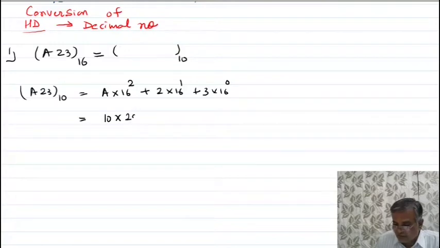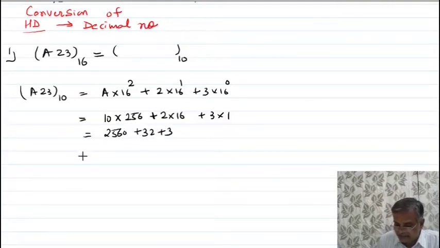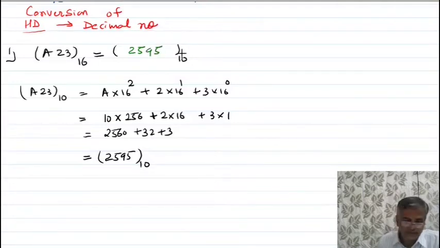16 square is 256, plus 2 into 16, plus 3 into 1. So I can write 2560 plus 32 plus 3, and I get 2595 as the decimal number. So you can convert a hexadecimal number into a decimal number in this way.